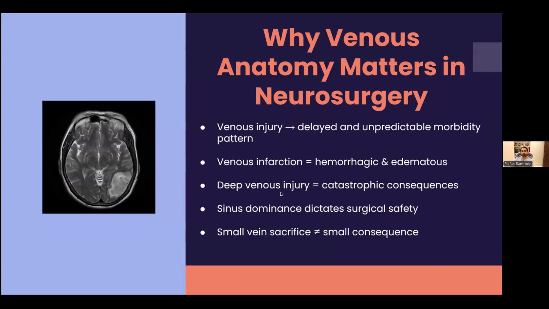Unlike arterial injury, which tends to produce immediate neurological deficits and stroke patterns that are often predictable, venous injuries frequently produce delayed deterioration, progressive edema, frequent hemorrhagic conversion, as well as refractory raised intracranial pressure. The venous drainage of the brain operates under a low pressure, highly variable system. Because there are no valves, pressure changes transmit freely across the different territories, which means that an obstruction or sacrifice of a single vein can propagate congestion beyond the immediate surgical field.